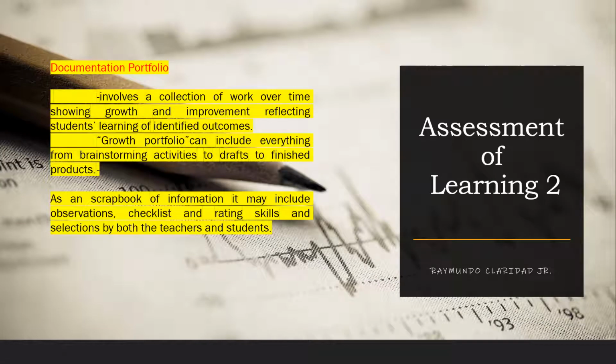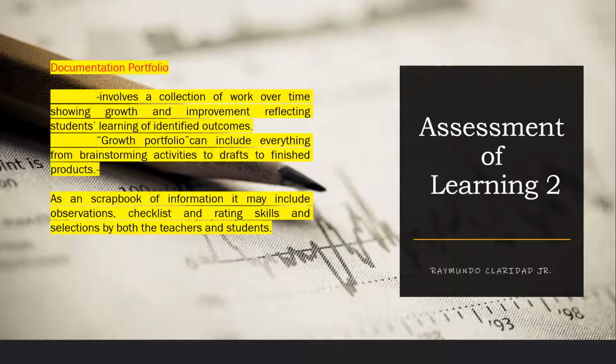Next portfolio is a documentation portfolio. It involves a collection of work over time, showing growth and improvement, reflecting students' learning of identified outcomes. It is also called a growth portfolio that can include everything from brainstorming activities to drafts to finished product. It is also called a scrapbook of information. It may include observation, checklist, and rating skills, and selection by both the students and the teachers.